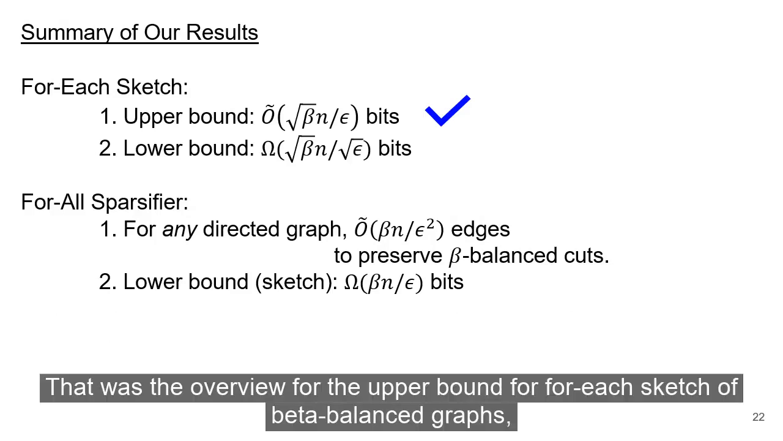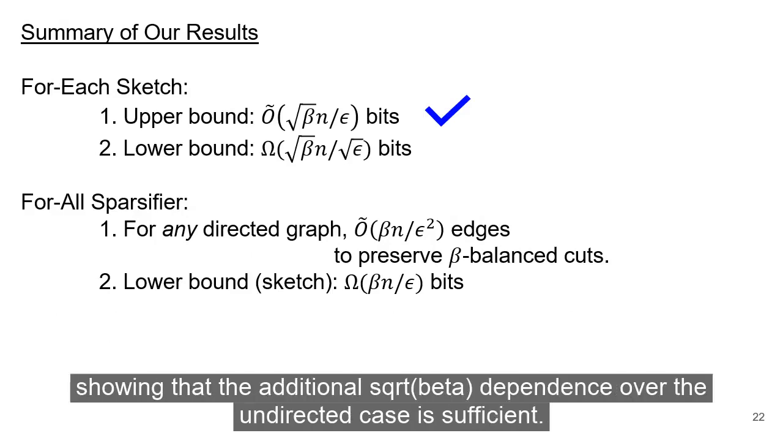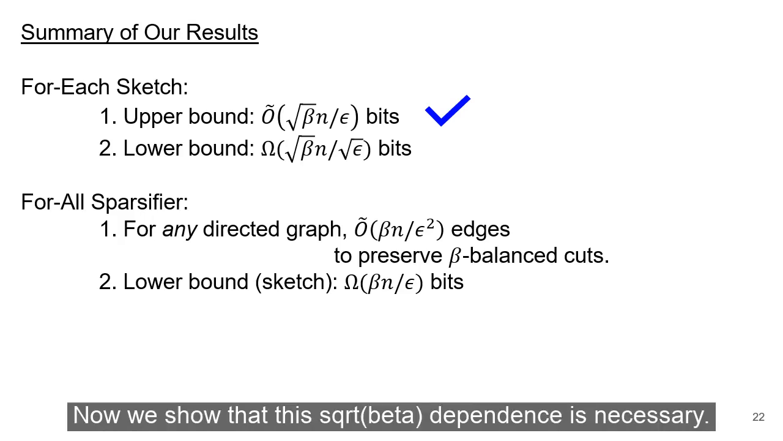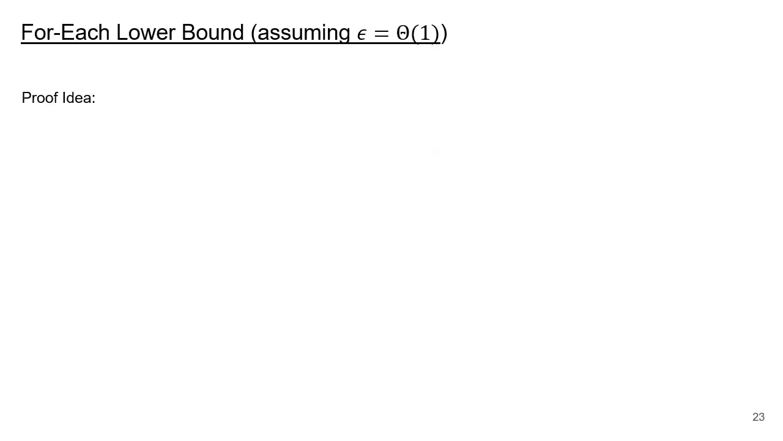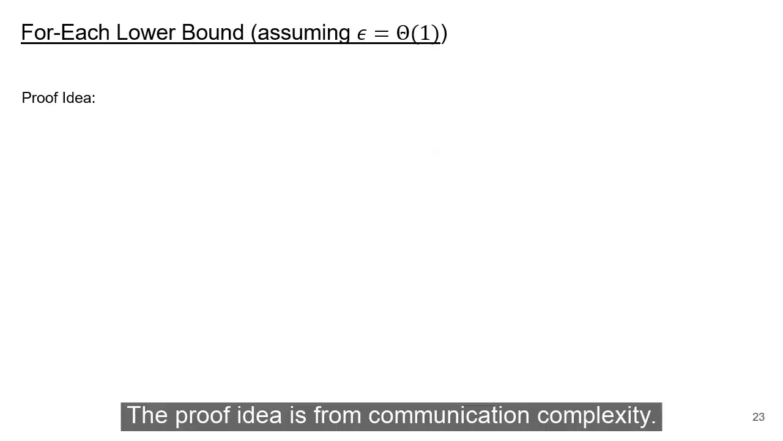So that was the overview for an upper bound for for-each sketches of beta balanced graphs, showing that a square root beta dependence over the undirected case is sufficient. Now we show that this dependence is necessary. So the proof idea is from communication complexity.